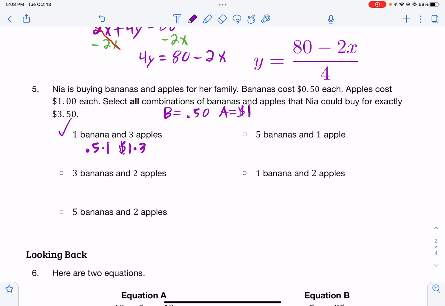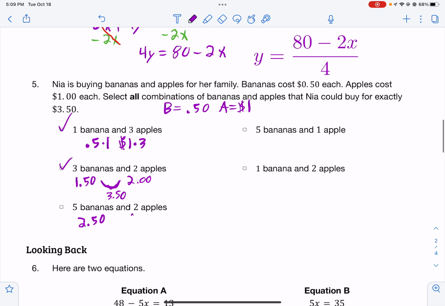3 bananas, 3 times 50 cents gives us $1.50, 2 apples, that would be $2. So if we add these together, we get $3.50. So that would work. If we have 5 bananas, that would be $2.50. I did 0.5 times 5, and we spent $2 on apples. So this would give us a total of $4.50, which is too much, so that one won't work.